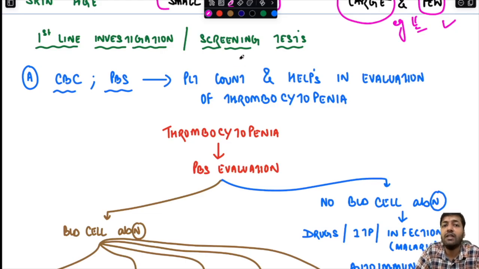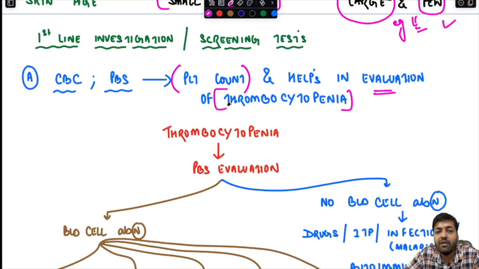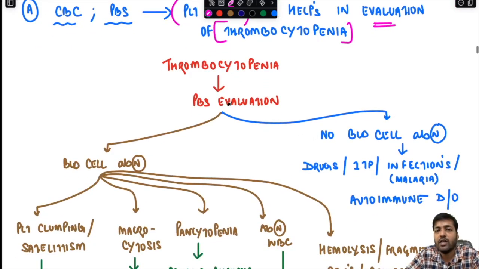The first thing that you will do is go for the CBC and the peripheral blood smear, and look at the platelet count. It helps us in the evaluation of thrombocytopenia. CBC and peripheral blood smear examination is very important in the evaluation of thrombocytopenia. An arbitrary mark of 1,50,000 is kept for thrombocytopenia, so anything less than 1,50,000 is called thrombocytopenia.